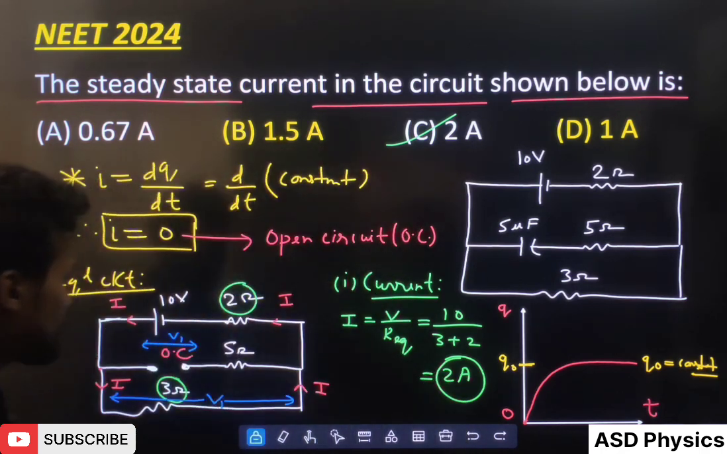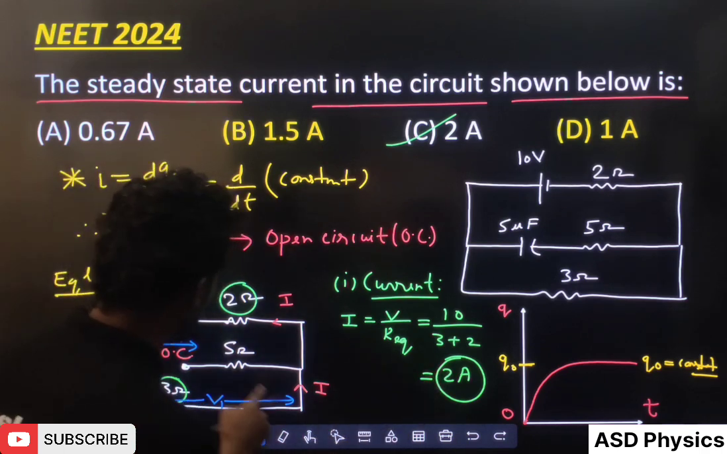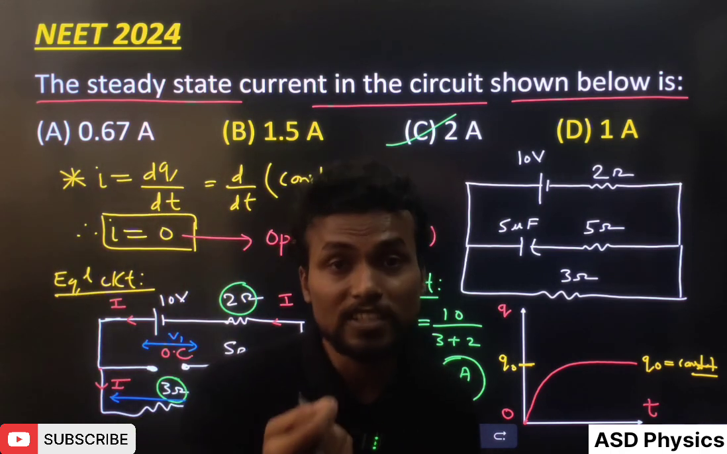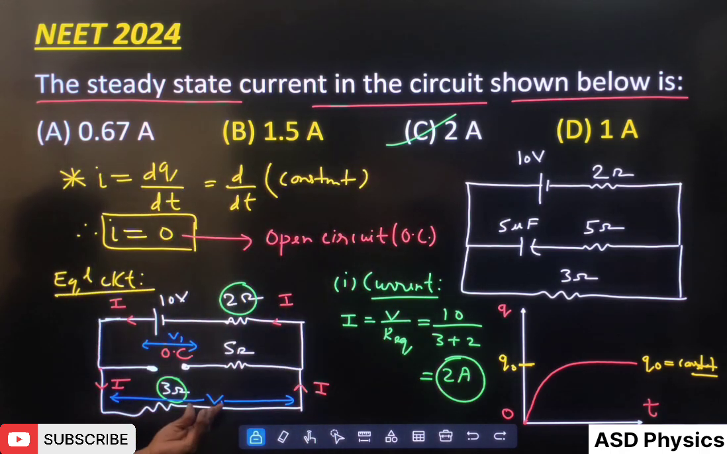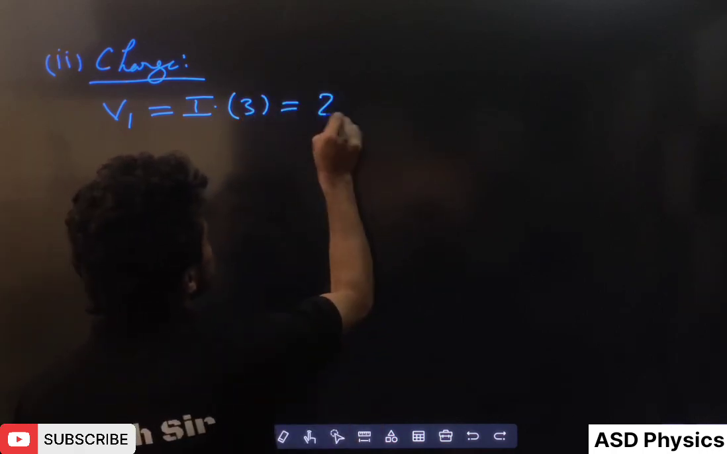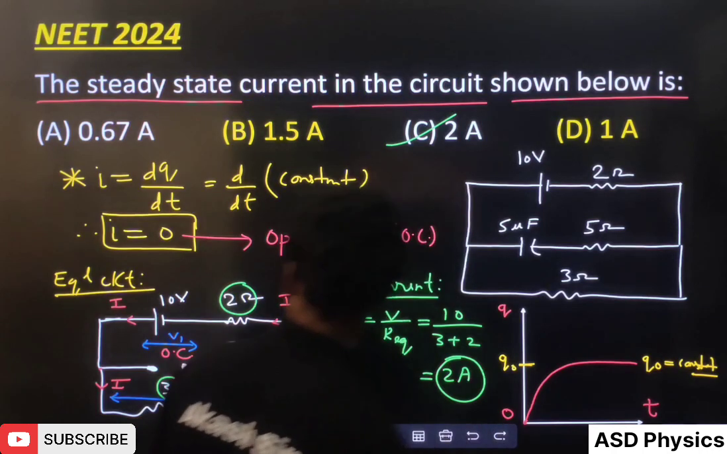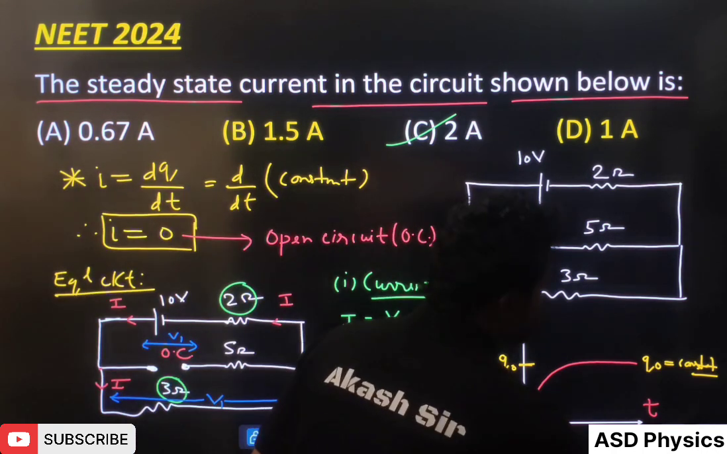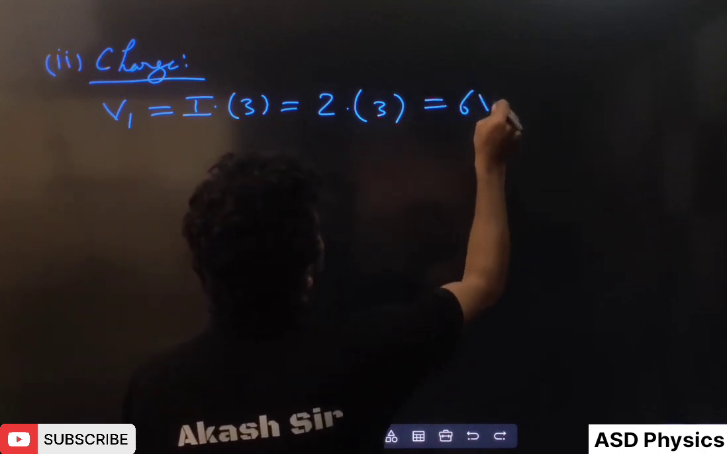So can you tell me how much is the value of V1? Current is how much here? 2. This 2 ampere current will pass through this 3 ohm resistor. That means how much voltage drop across the 3 ohm resistor? 6 volt. And this 6 volt is here. Now I am going to calculate the charge. So V1 equal to I into resistance. Current is 2 ampere, resistance is 3 ohm. So 2 into 3, because V equal to IR. This is 6 volt.